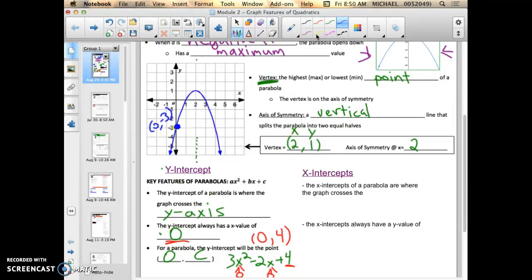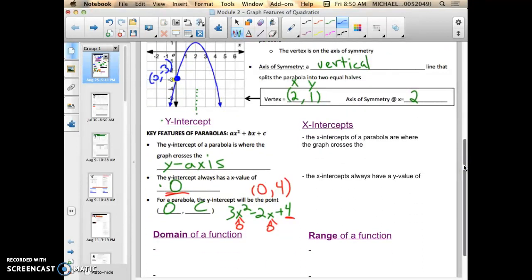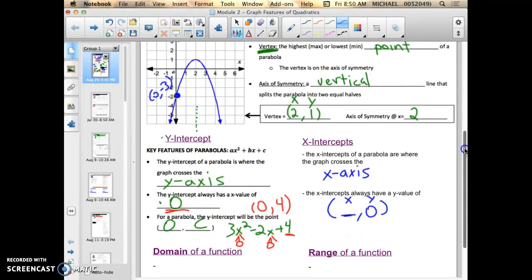Now the x-intercepts are a little bit different. They follow the same lines, meaning the x-intercepts of a parabola are where the graph crosses the x-axis. Pretty straightforward. Now I already mentioned this, the x-intercept always has a y value of 0. Alright, so it's going to be some number, then comma 0, where this is the x and this is the y. Because again, if you notice on this graph up here, the x-intercepts are where they cross the x-axis. So in this case, there's 2 of them.